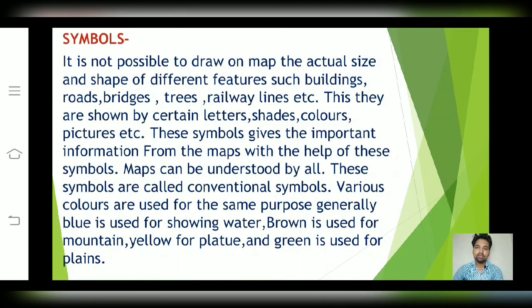Friends, various colors are also used in the map as symbols. For example, if blue is shown there, it means there is the presence of water. If brown is used there, it means there is some mountain. Yellow represents plateau and green is used for plains. So I hope you understand the importance of symbols in the making of any map.